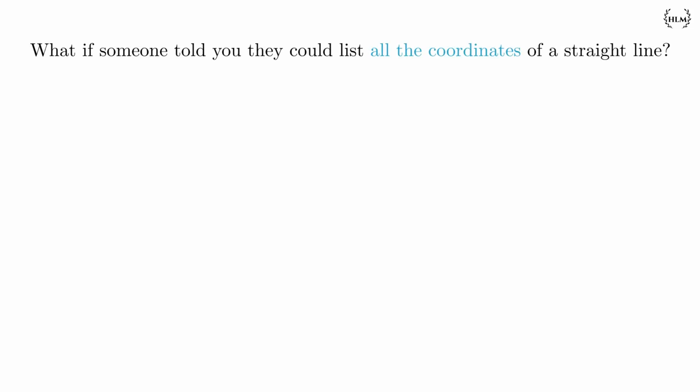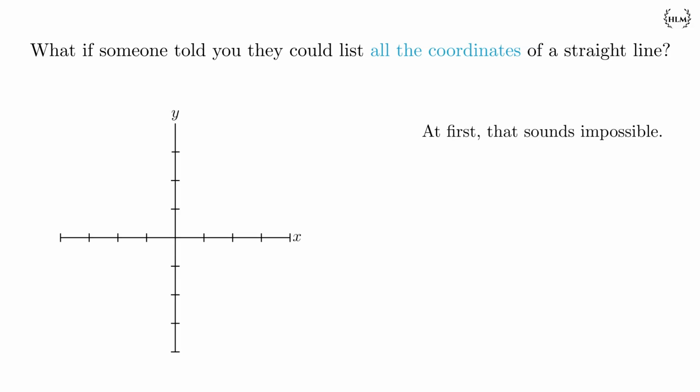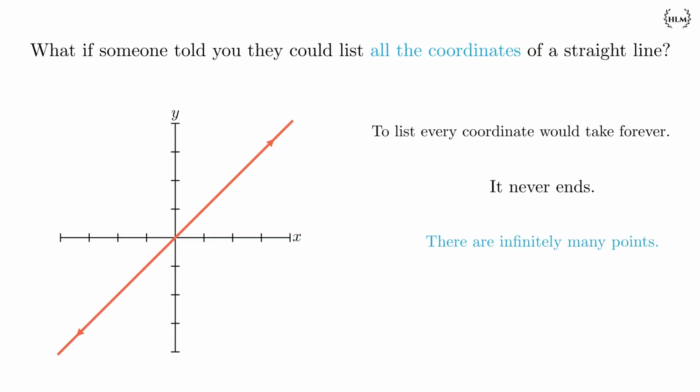What if someone told you that they can list all the coordinates of a straight line on the xy plane? You would think that's impossible because let's take a look. If I draw an xy axis, x horizontal, y vertical, and let's say we draw a diagonal line that goes through the center, that line is going to go on forever. So if you were to list all the coordinates of this line, it will take an eternity. You can't stop because it's an infinite number of points.